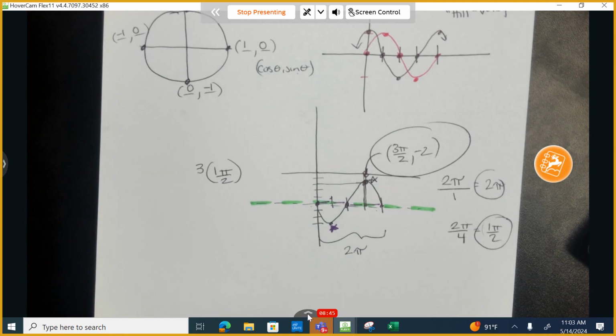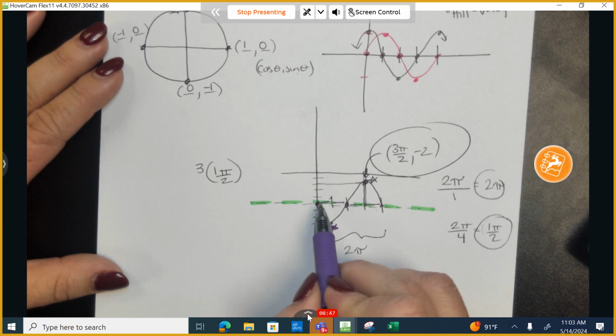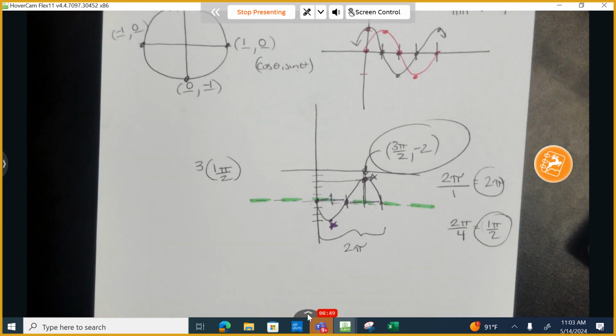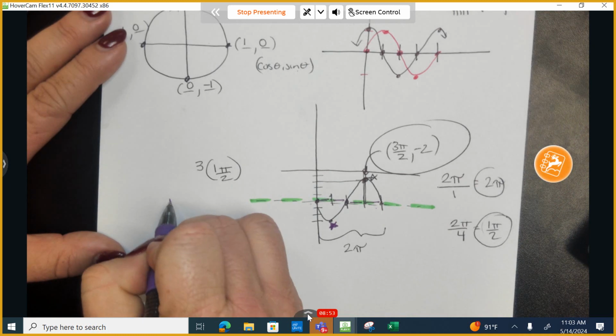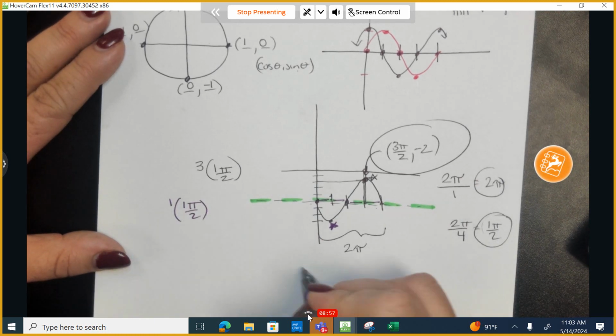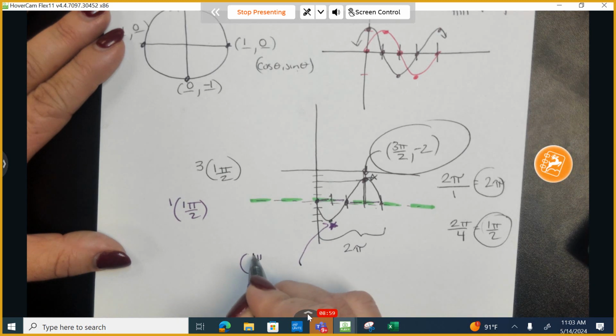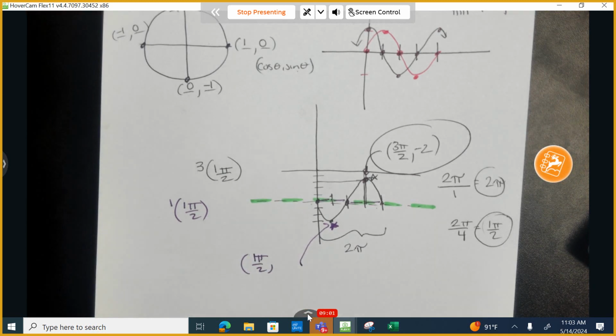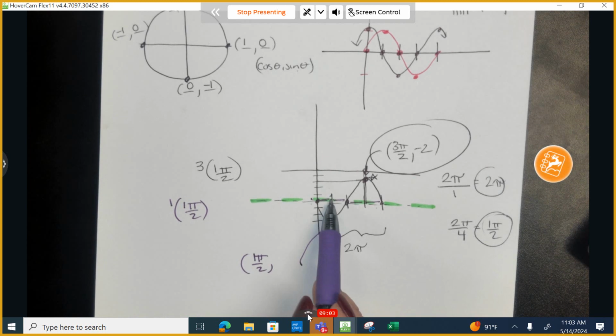So the first question I ask you is, how many steps have I taken horizontally to get there? Anybody? How many steps? 1 step. So 1 times an x scale of 1 pi over 2 simply gives you what? 1 pi over 2. That is the x value to get here. It's 1 step to the right.